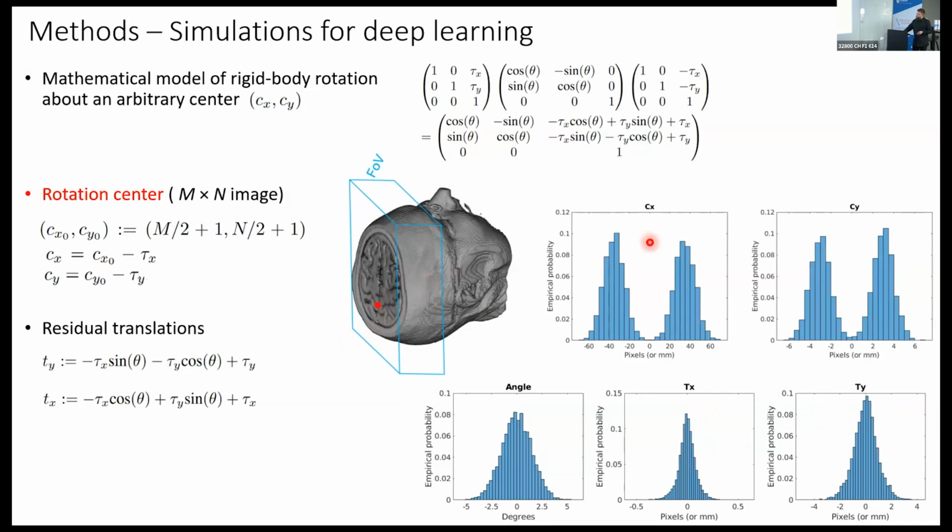We have the associated translations, so the center of rotation and these, which I refer to as TX and TY, the residual translations, and of course the angle of rotation. And these distributions here, we chose them according to what we observed in the EPI parameters in vivo, thanks to this ROCO protocol. And so the goal of the neural network is to estimate these three motion parameters, angle, TX and TY, so we can then correct the motion.